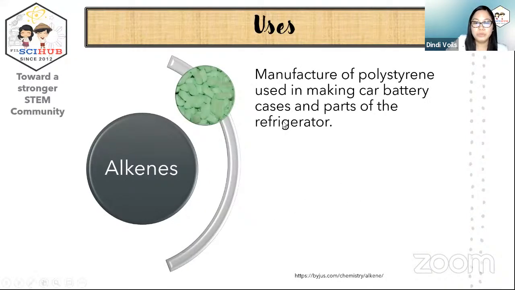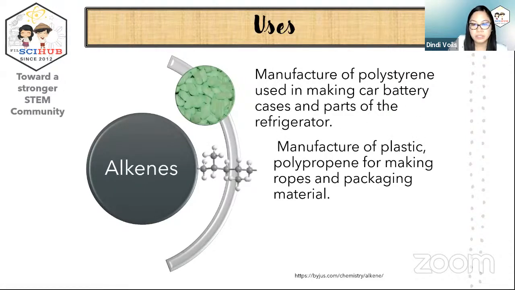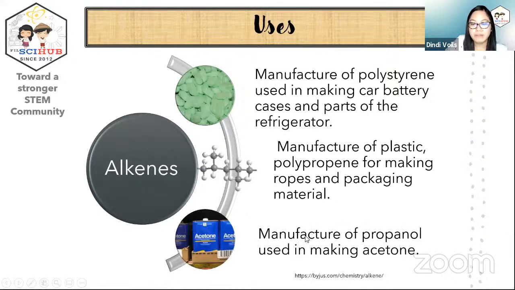And it can also be used for the manufacture of polystyrene, used in making car battery cases and parts of the fridge. It can be used to manufacture plastic, polypropylene for making ropes and packaging material, and then manufacture of propanol used in making acetone. So you will find out that alkenes have a lot of reactions, and therefore they are very useful in manufacturing several products. Okay.